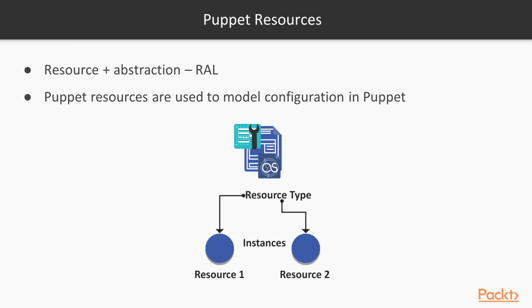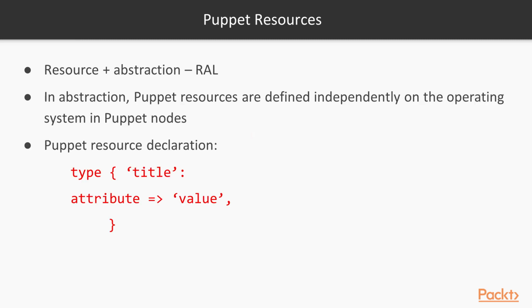They are similar to the object-oriented programming concept in any other programming language, wherein the object is an instance of a class. In Puppet, a resource is an instance of a resource type. So Puppet's secret sauce is abstraction. Abstraction can be considered as a key feature where the resources are defined independently from the target operating system.